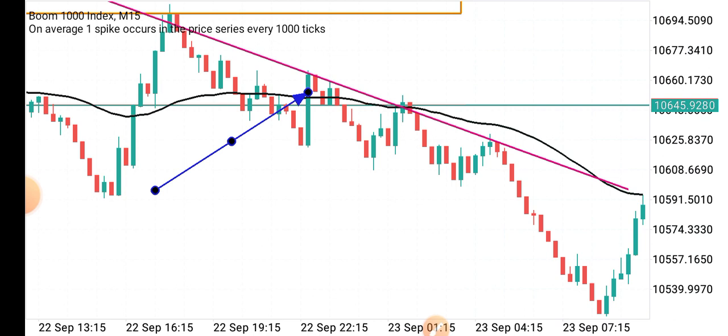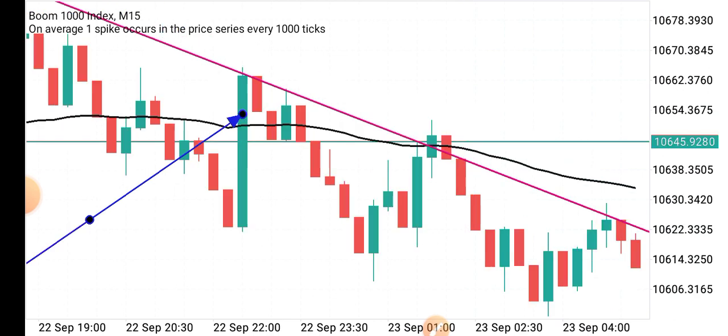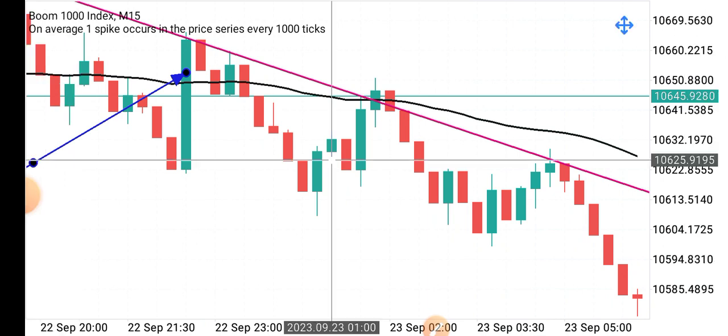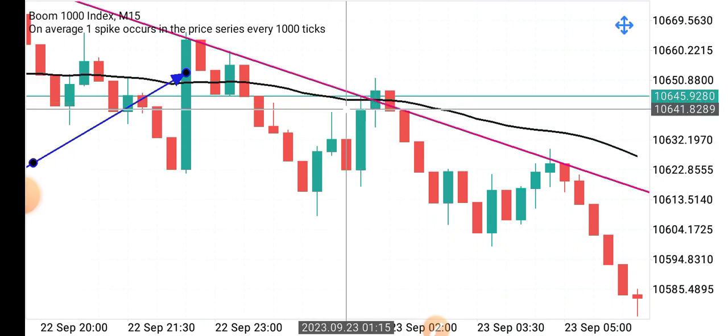I think the body of the red candle is bigger than the body of the green candle. Yes, it is. Let me use this crosshair to confirm it. Yes, it is. You can confirm that the opening of the green candle is above the close of the red candle. So that is a bearish engulfing candlestick pattern. That's a confirmation that the market will sell.